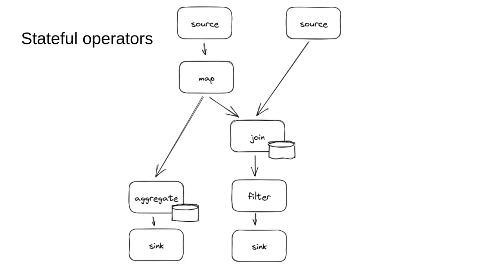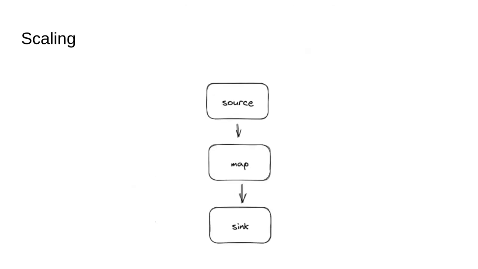Its job might be to take a sequence of incoming records and aggregate them based on some dimension, for example, counting the number of records that have a particular attribute or a key or whatever. We'll look at an example of that later.